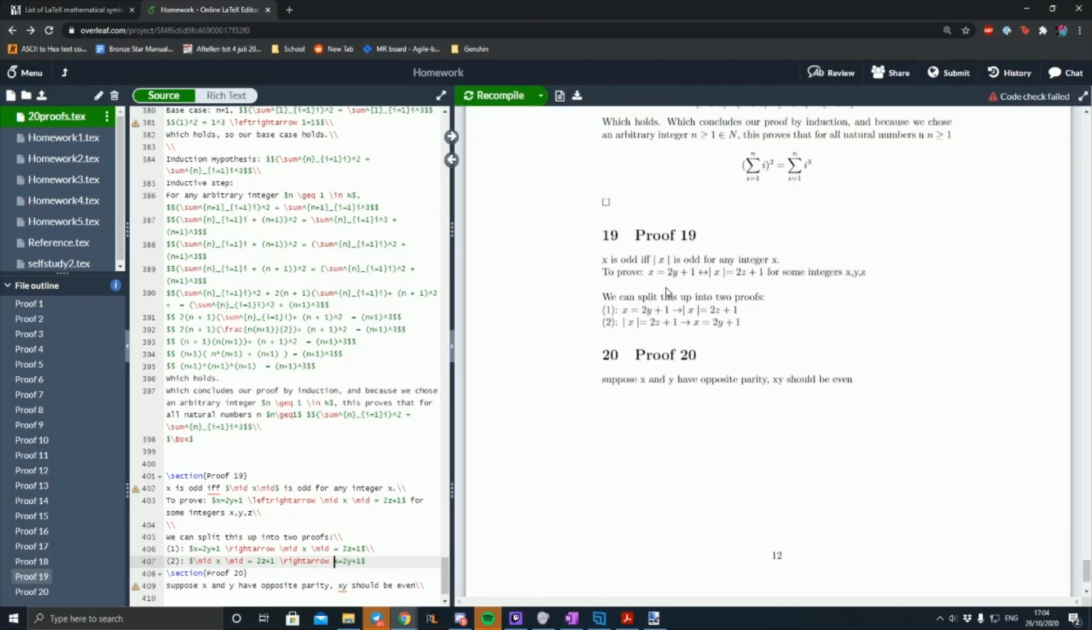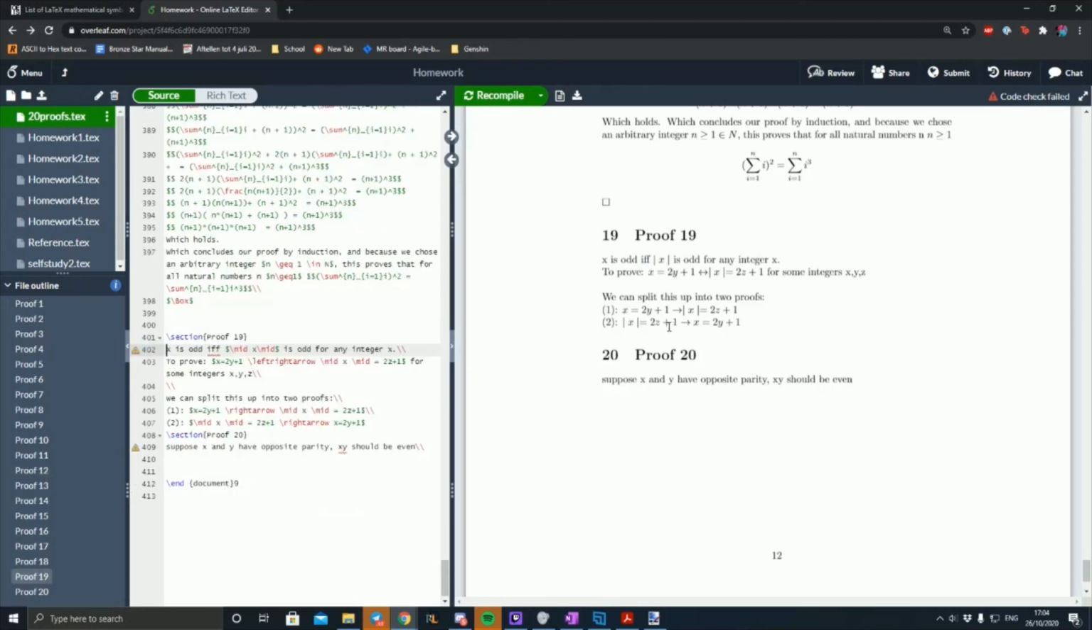This is a good one because so far we've been just missing all the if and only ifs. And then this is for some integers x, y, for all integers x.